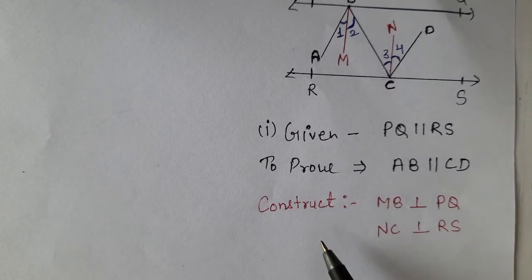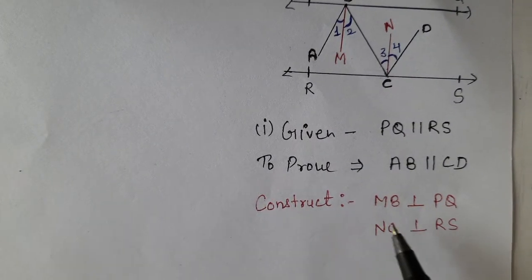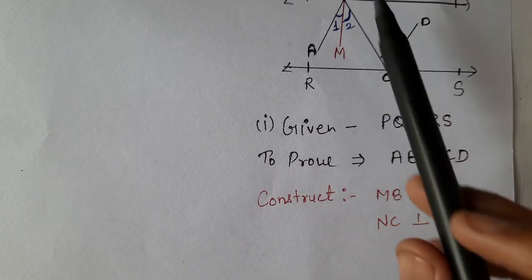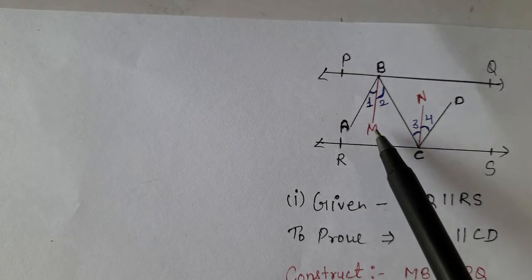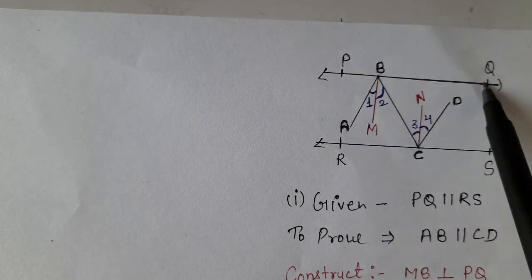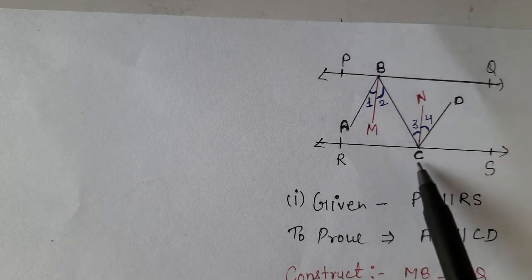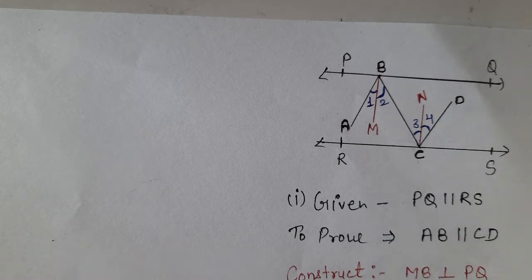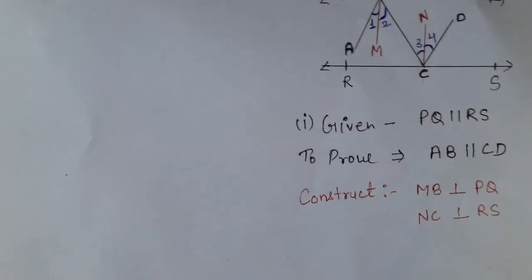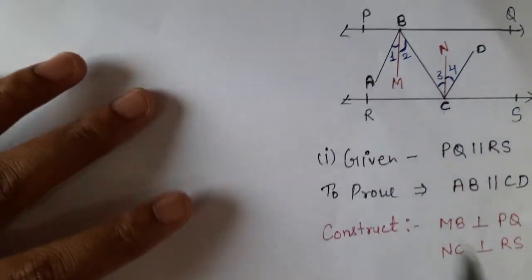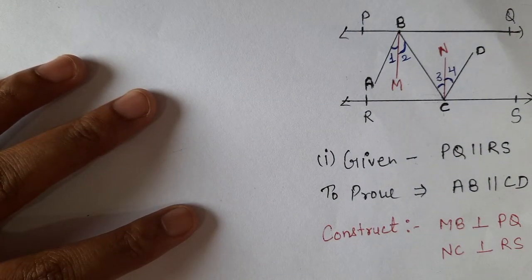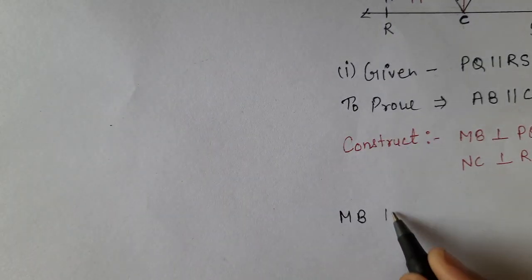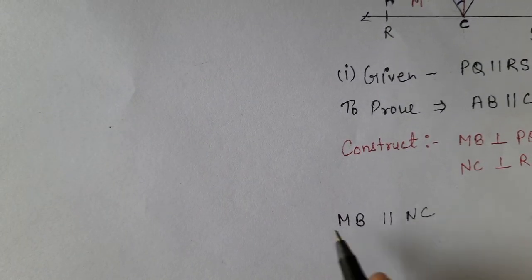So the first thing is that I am constructing two things, that is BM. You have to see here, BM is perpendicular to PQ and NC is perpendicular to RS. Then one thing, that is, MB is parallel to NC. Why?